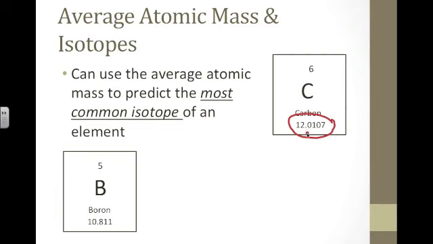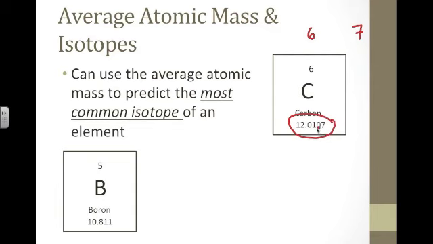So there has to be some number that's making that average go up to 0.0107 instead of just being 12.0000. So I know there's at least 2 isotopes. There's probably one that has 6 neutrons, and there's probably one that has 7 neutrons, because if I had one with 6 neutrons, that would be atomic mass of 12, and then if I had one with 7, that would be 13. So we could average those out and be somewhere in this ballpark of 12.0107.